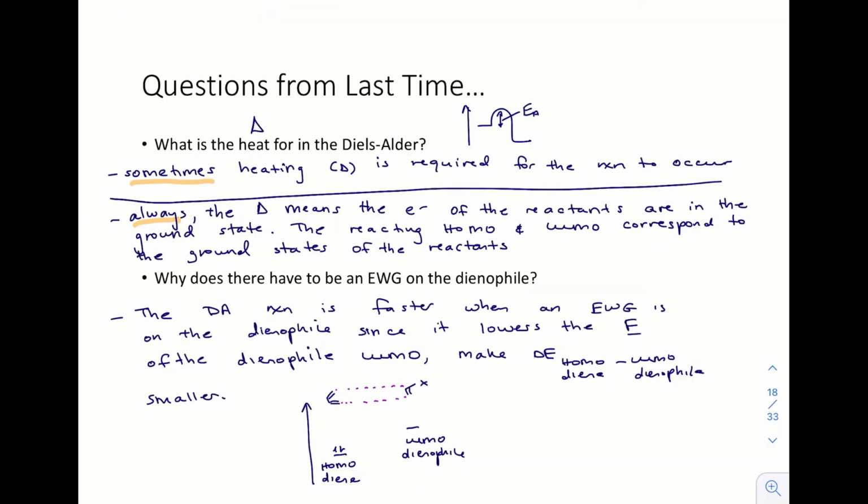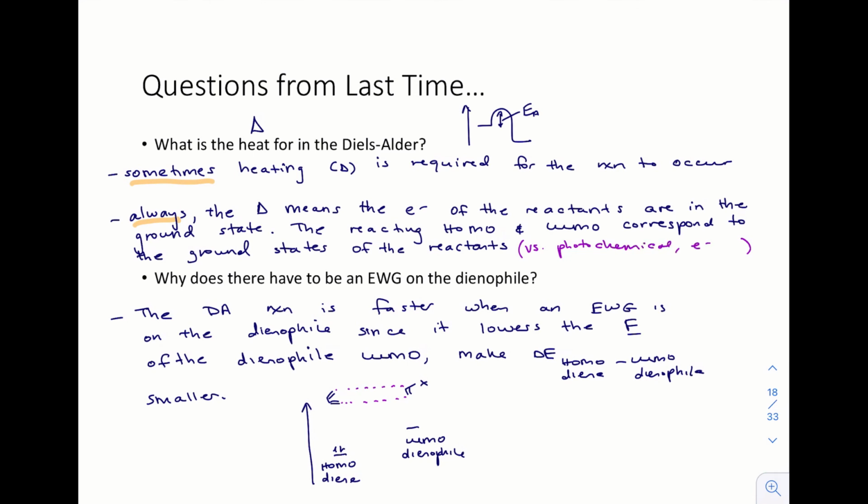So thermal conditions, again, just means the electrons in the reactants are in their ground states. This is in comparison to what is called photochemical conditions, when the electrons have been excited, and then the HOMOs and LUMOs are different. But that's a topic for another class, another time.